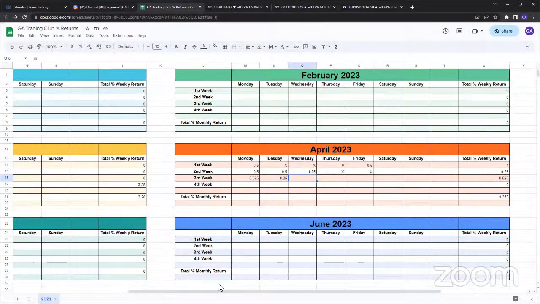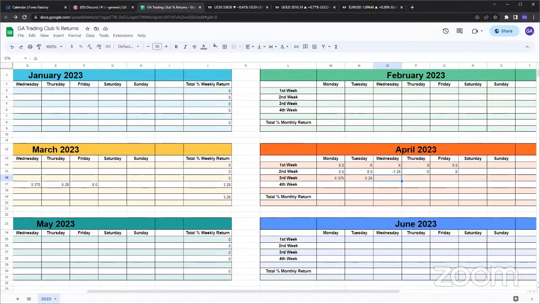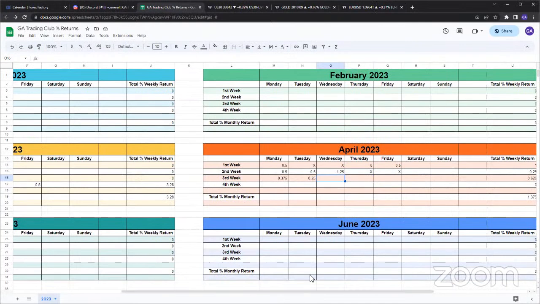So all these returns, what's that disclaimer? I need to be talking about these disclaimers. Past performance does not necessarily dictate future performance. So don't expect to make 3.28% this week. Here it's mostly about learning. I don't care about money. I don't focus on money. I just focus on you guys being the best traders you can ever be.